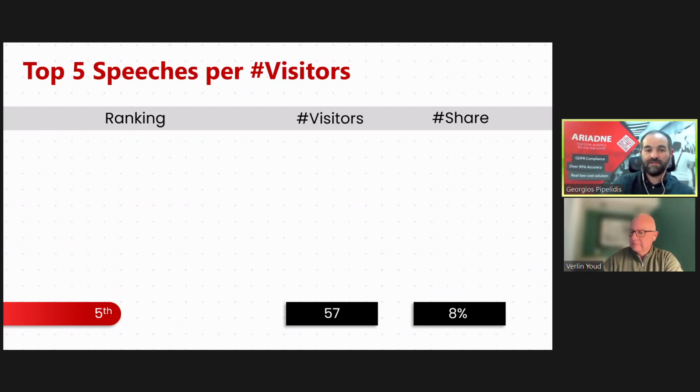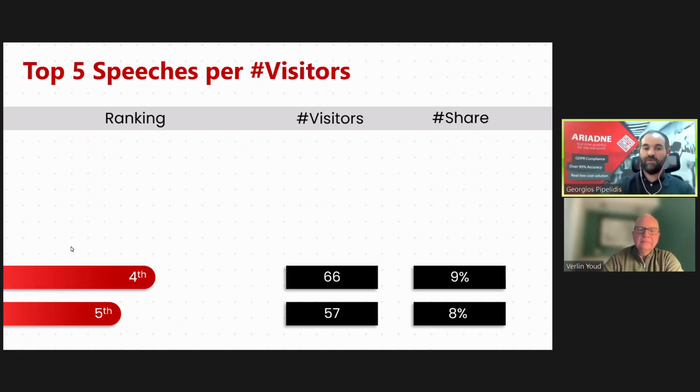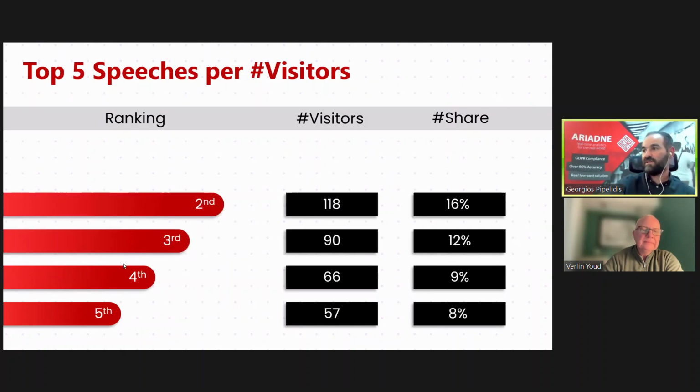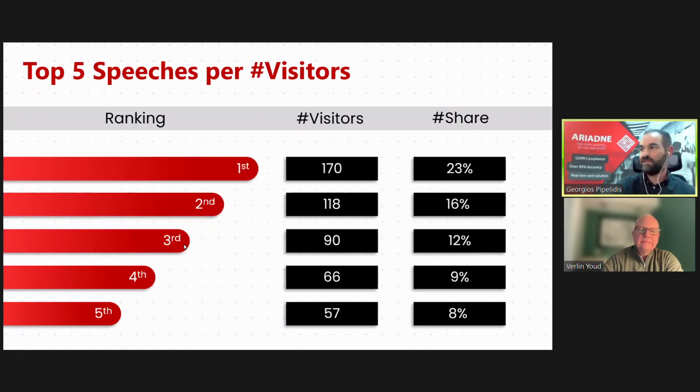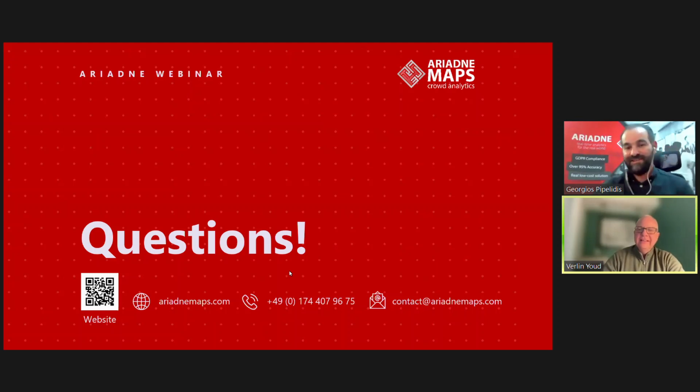This is the speeches. The people who had a speech during an expo managed to attract 8% of the total visitors of an expo during their speech. The fifth most visited speech and the fourth most visited speech attracted 9% of the visitors, and the first most visited speech managed to attract 23% of the visitors. That's huge. That's a huge attendance actually for speeches.